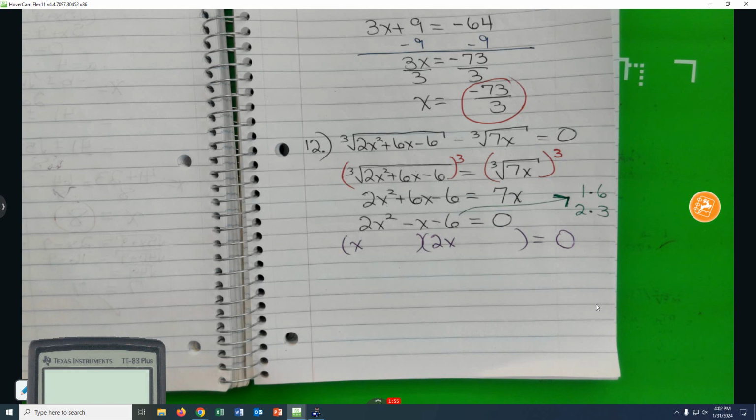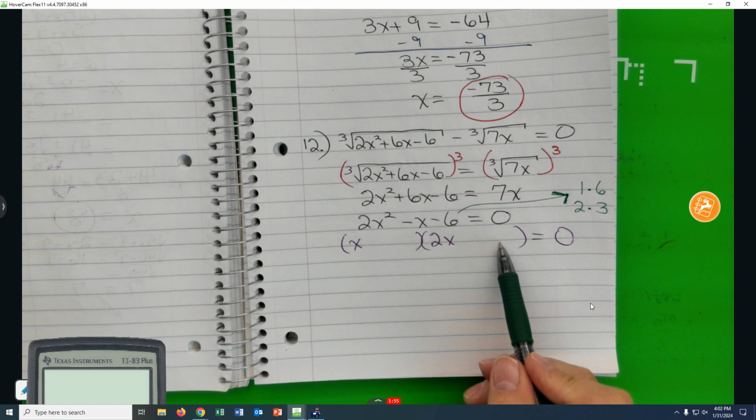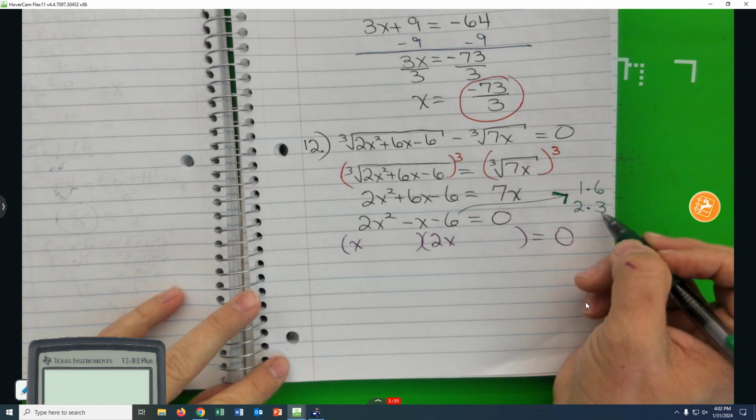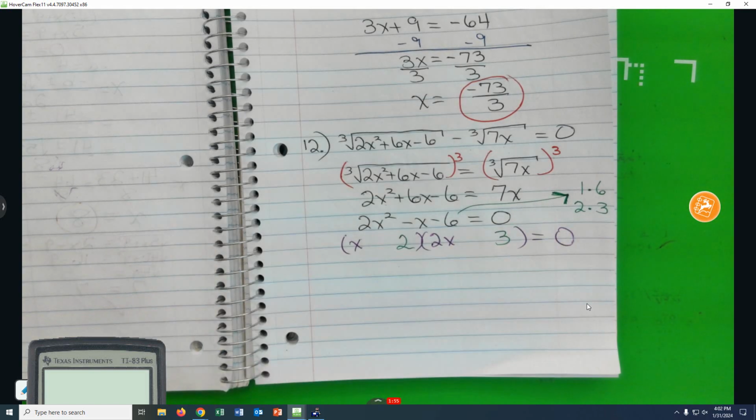Okay. Which one do you want to try? 1 and 6 or 2 and 3? 2 and 3. If we're going to try 2 and 3, can I put the 2 here? No, because then we'll have a common factor of 2. So if we're going to try 2 and 3, we'll put the 3 there and the 2 there.